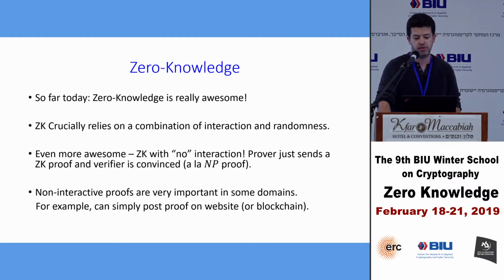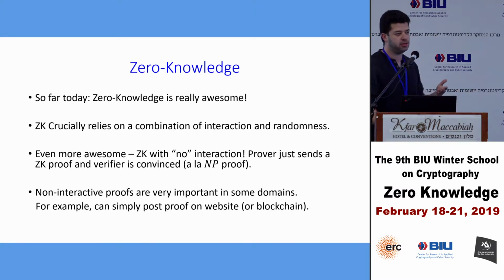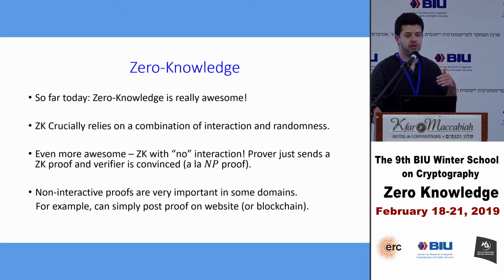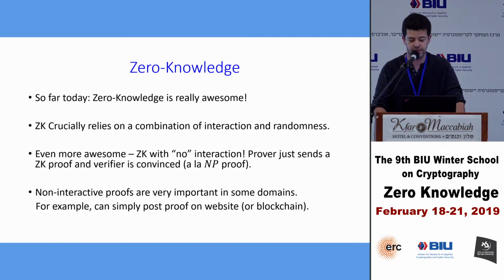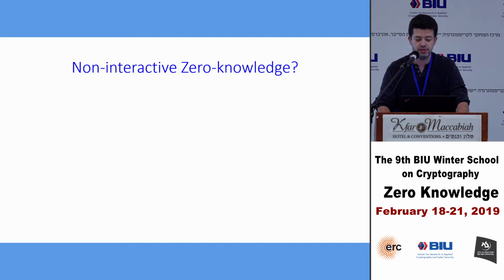And beyond this basic idea of minimizing interaction, this idea is really important in some domains. In particular, in contrast to an interactive zero knowledge proof, a non-interactive zero knowledge proof is something that you can, say, post on your website. You want to prove a statement, you post the proof on your website, everyone can see it, and that's that. Or, in a more modern era, you can post this proof on a blockchain. And this is something that people are really interested in doing. So wouldn't it be great if we had non-interactive zero knowledge?